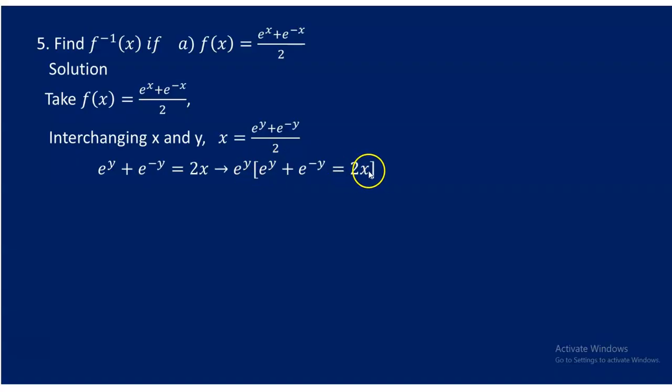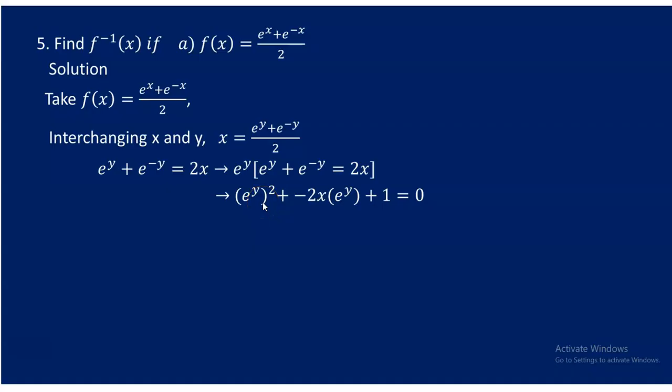And this e to the power of y on the right becomes 2x e to the power of y. In fact, we will take the right term to the left. So e to the power of y times e to the power of y makes e to the power of y squared, plus e to the power of y times e to the power of minus y is 1, minus 2x e to the power of y, equals 0. Now look, this is a quadratic expression in e to the power of y.